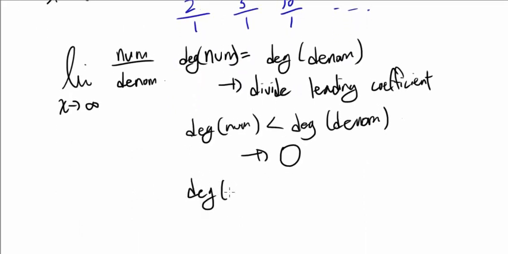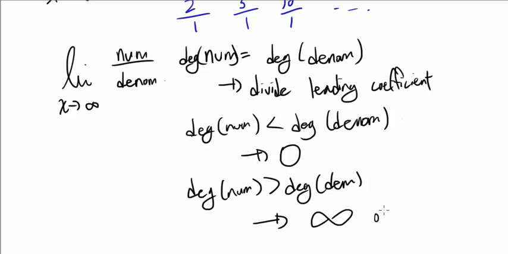And if the degree of the numerator is greater than the degree of the denominator, the function is going to tend to positive infinity or negative infinity, depending on the sign of the leading coefficient.